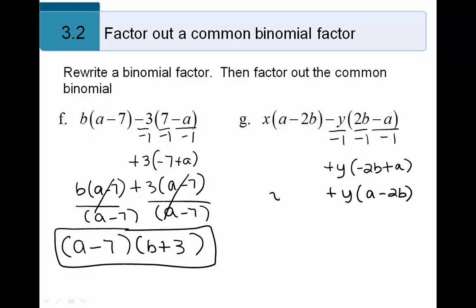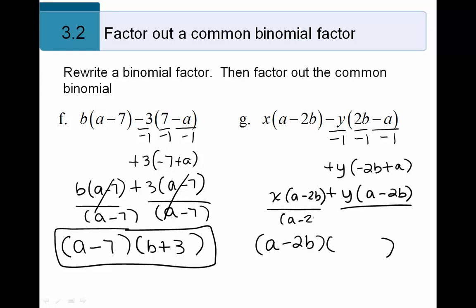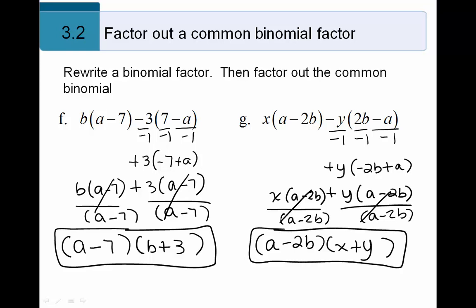And over here I have x times a minus 2b as well. And now we have x times a minus 2b and y times a minus 2b. I'll factor out my common factor a minus 2b. And to figure out what goes in parentheses, I'll divide this by a minus 2b and this by a minus 2b. And I'll be left with x plus y. So we have a minus 2b multiplied by x plus y, or x plus y multiplied by a minus 2b.